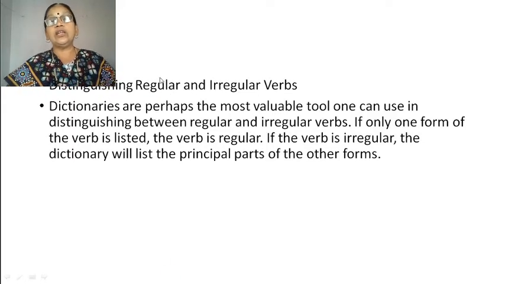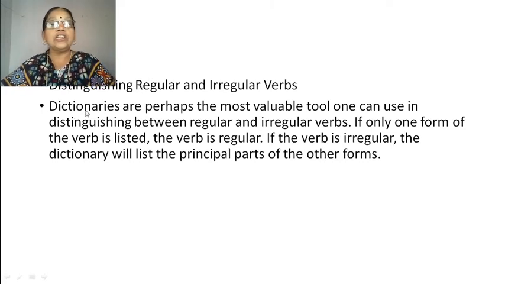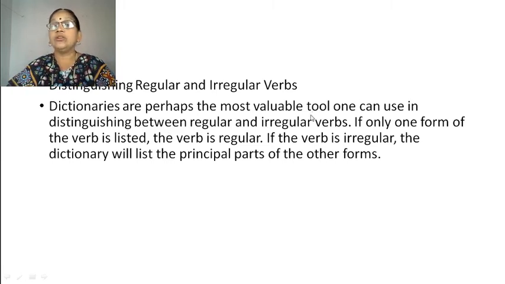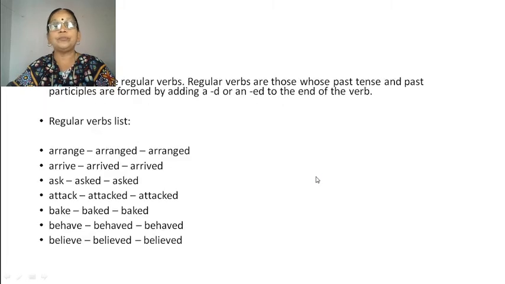Distinguishing regular and irregular verbs. Dictionaries are perhaps the most valuable tool one can use in distinguishing between regular and irregular verbs. If only one form of the verb is listed, the verb is regular. If the verb is irregular, the dictionary will list the principal parts of the other forms.